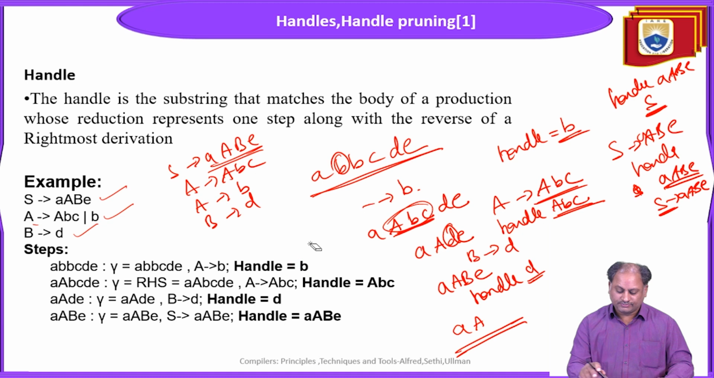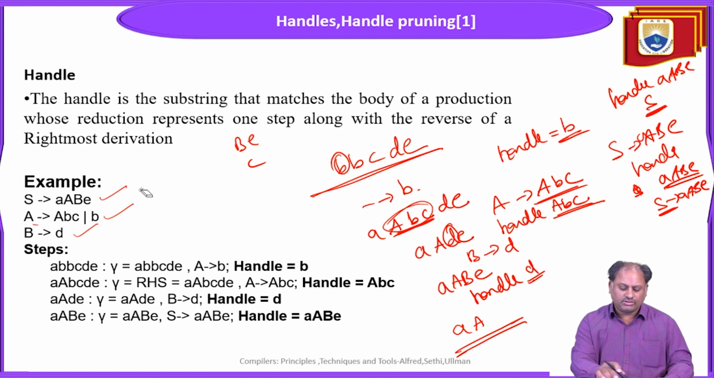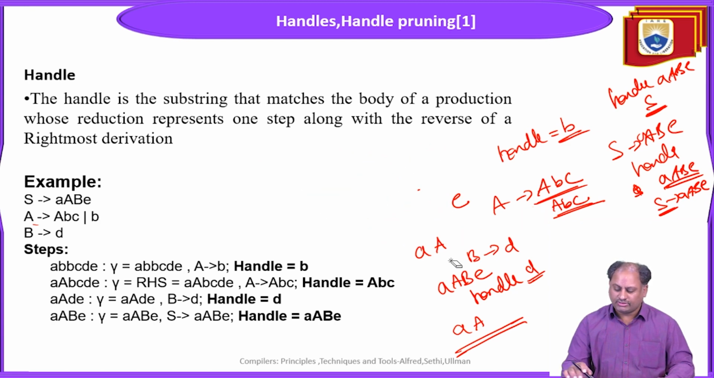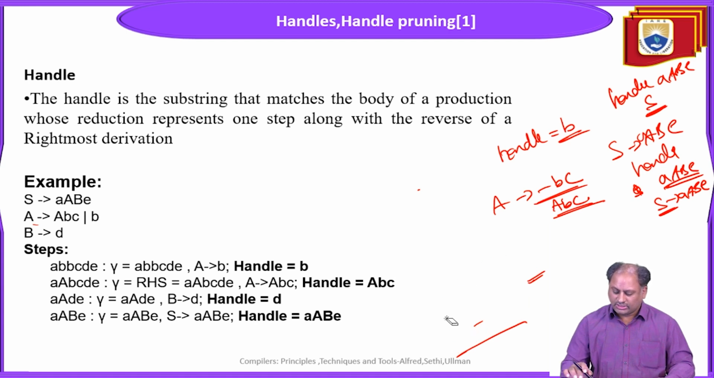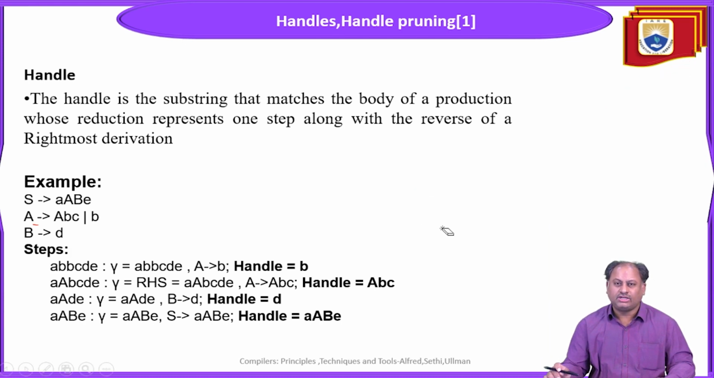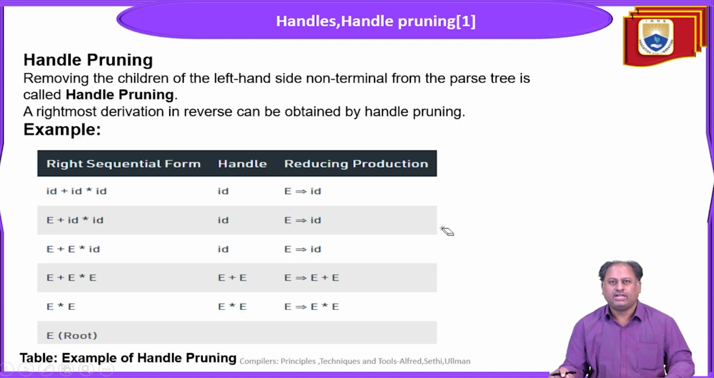So in this way, it is a simple one. We only have to verify whether the given substring is available in the given string and exactly matches the body of the corresponding production. Then the reduction is represented as the reverse of the rightmost derivation. Then it is called a handle.